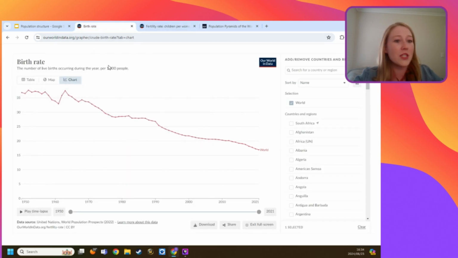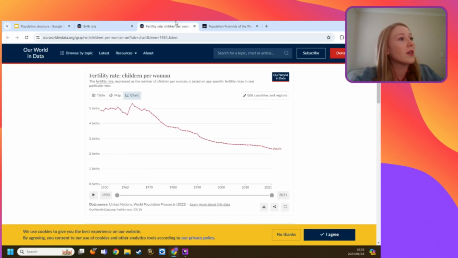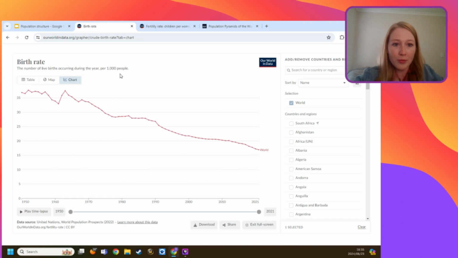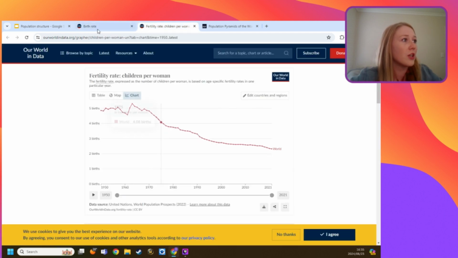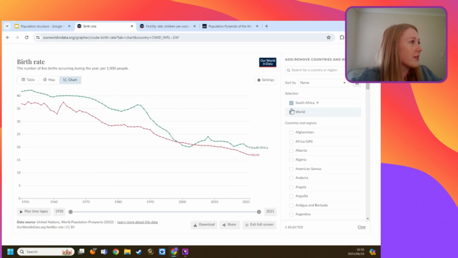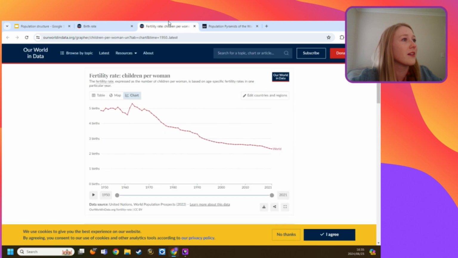Okay, and like I was saying, this is per 1,000 people, whilst this is per woman. So it looks at a different section of the population per 1,000 people because different countries have different size populations. So you have to bring it back to the same level. And this is per woman over the whole lifetime, her whole life. And I want to compare with South Africa because that's always our case study.